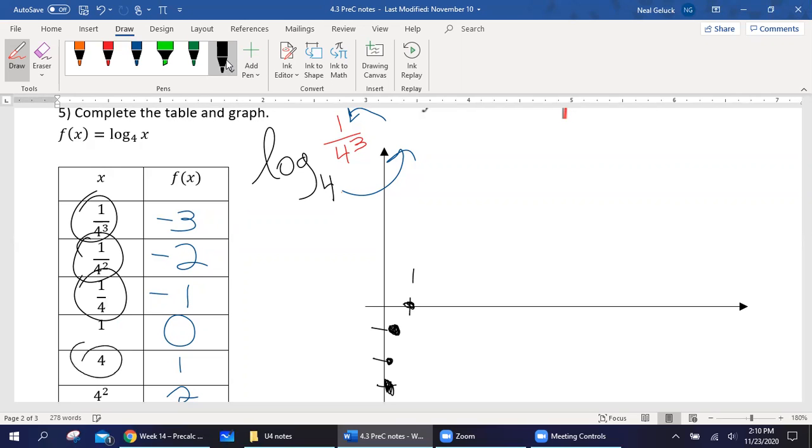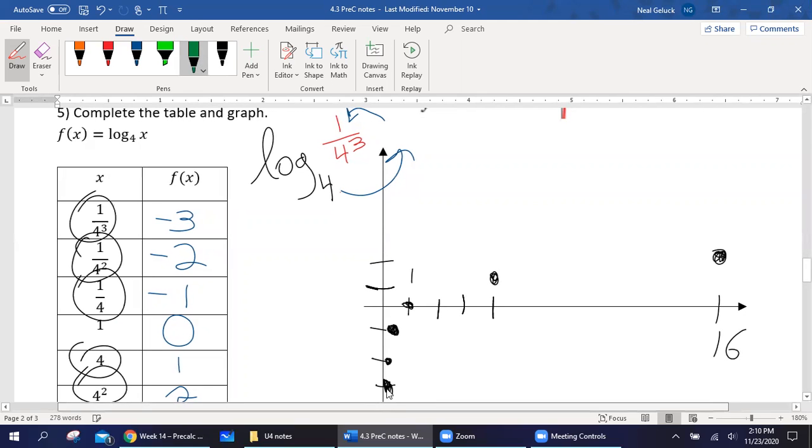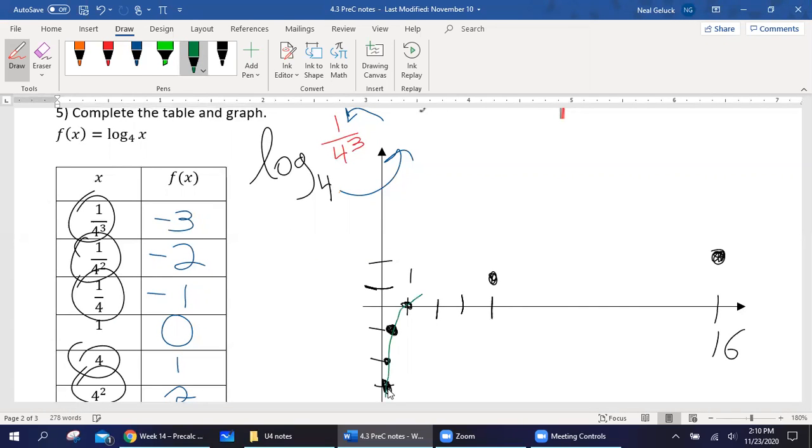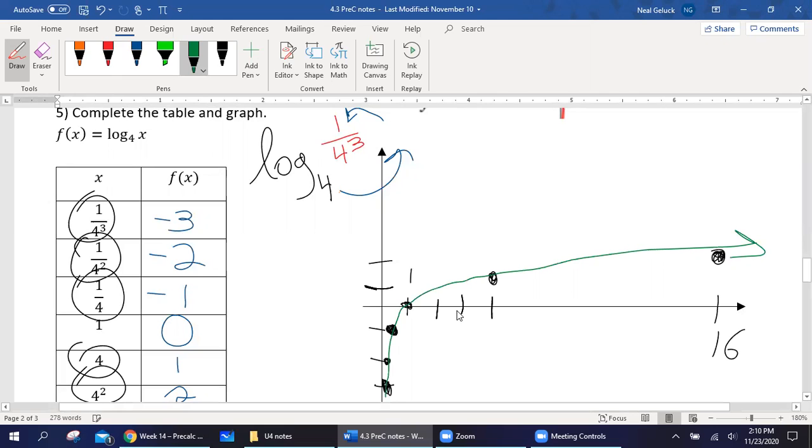And now I jump all the way to 4 on the x-axis. So 2, 3, 4. I'm up at 1 on the y-axis. And then all the way over at 16, so we'll just say over here is 16. I'm up to 2. So it's going to grow. It's going to get taller very slowly, but it does keep getting taller. Something kind of like that. That just gives us a feel for what the logarithmic graphs will look like.